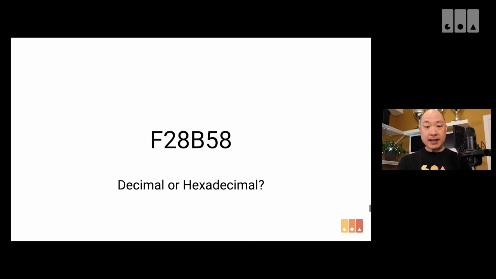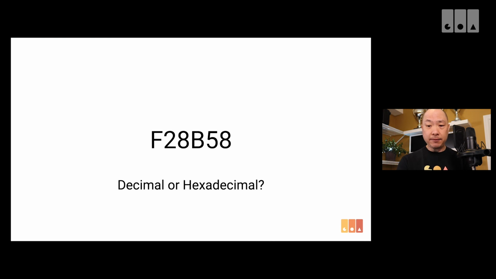So now the question is how to distinguish hexadecimal from decimal values. For example, if you saw this number F28B58, is that decimal or hexadecimal? Yeah, it's hexadecimal. Why? Because decimal numbers do not contain the symbols F and B. So this is pretty obvious, right? Because we see the symbols F and B here, this must be a hexadecimal number. It can't be a decimal number.